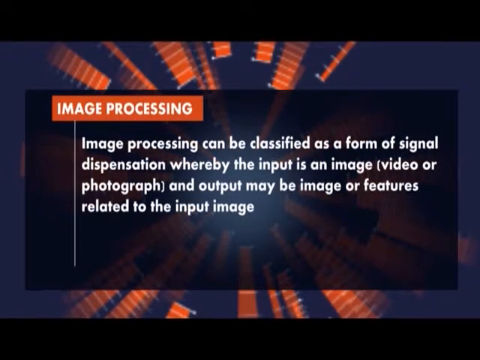Image processing. When image processing is mentioned, it is referring to a process, or in other words, methods whereby an image is converted to a digital format and certain actions are executed on it with the aim of enhancing the image or extracting relevant details from it. Image processing can be classified as a form of signal processing, whereby the input is an image, video or photograph, and output may be an image or features related to the input image.